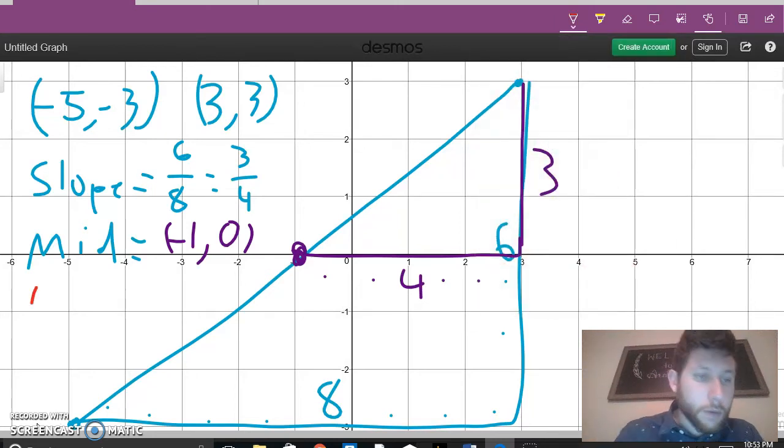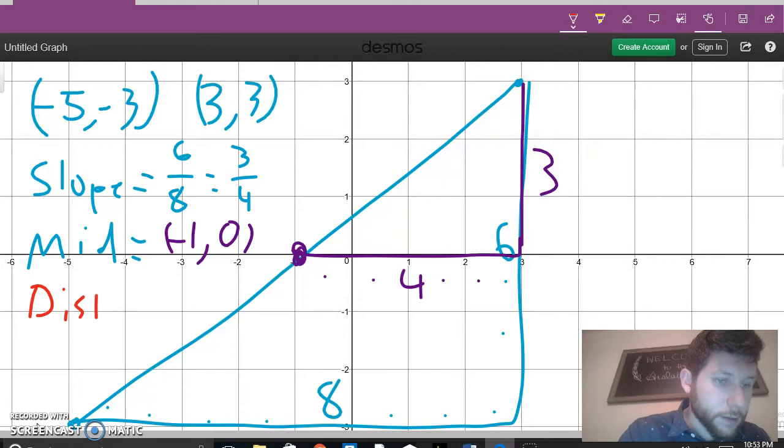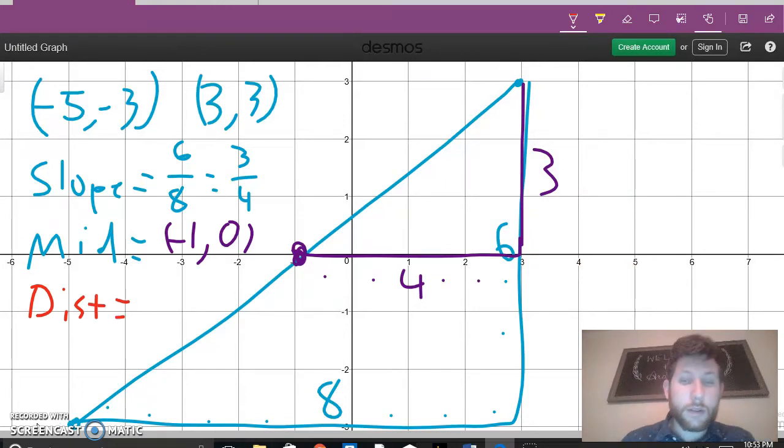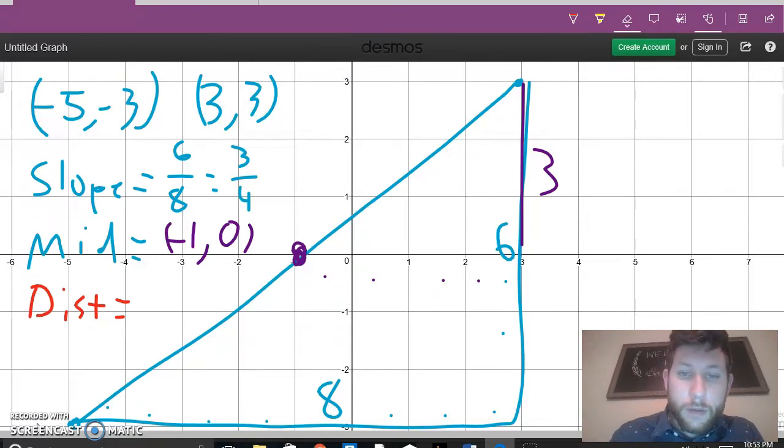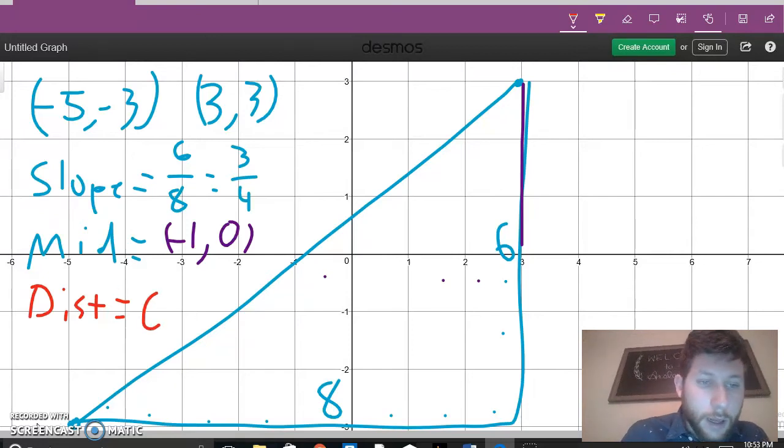Then let's find our distance. Remember, sometimes they'll say the word length instead of distance. Let me clear off some of this stuff here. When we're trying to find distance, remember what we do is we take 6 and 8. We're going to go 6 squared plus 8 squared equals x squared.